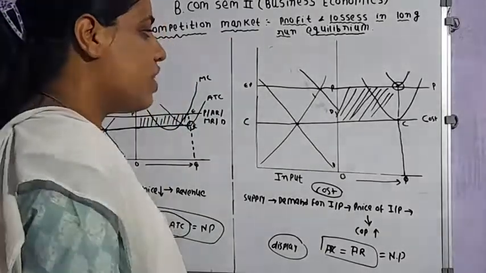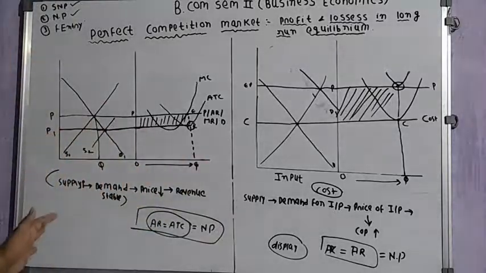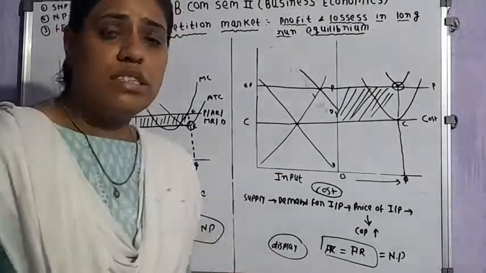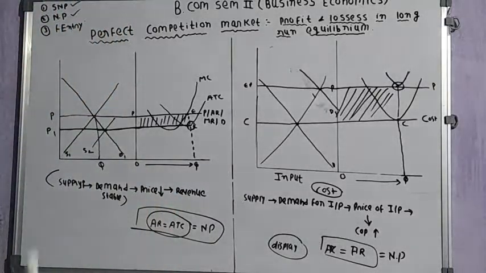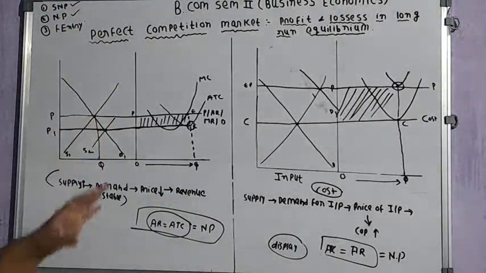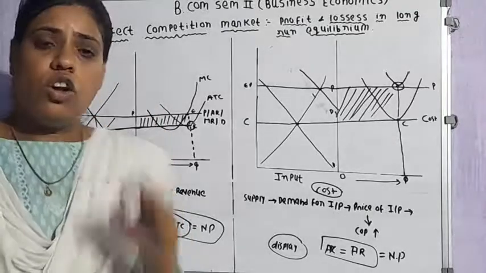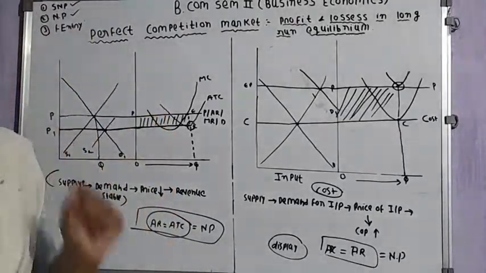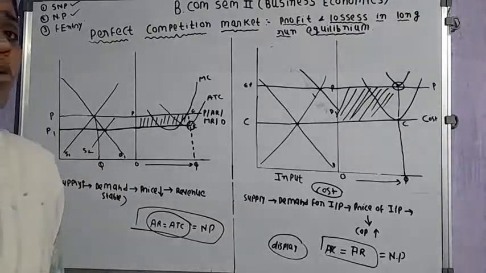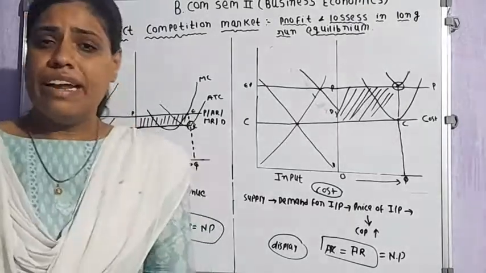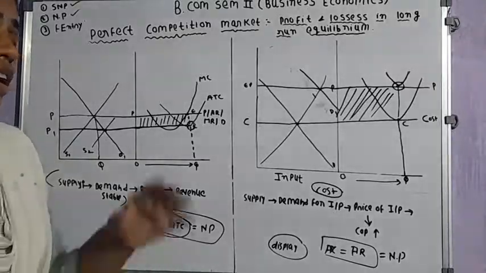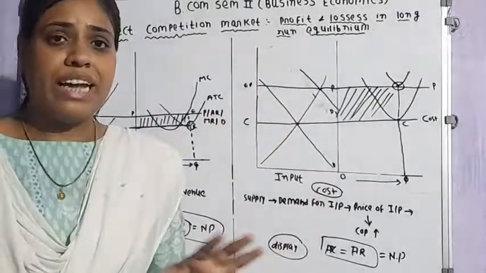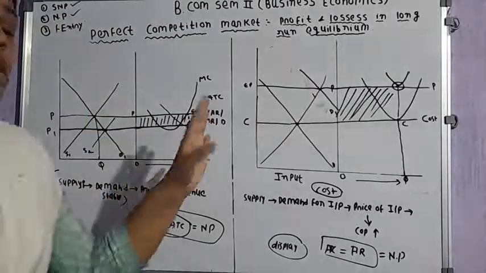So this way in the long run, due to a decline in revenue or an increase in the cost, the firm reaches the situation of normal profit from supernormal profit. From this it can be proven that in the long run the firm will earn normal profits only. It can never earn supernormal profit in the long run, nor incur losses in the long run. That we have understood with the examples in the graph.